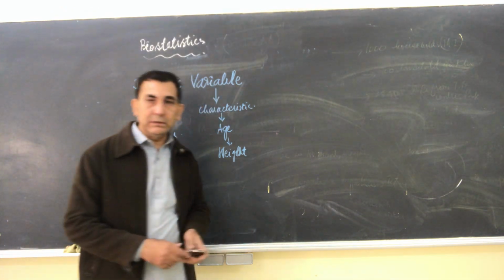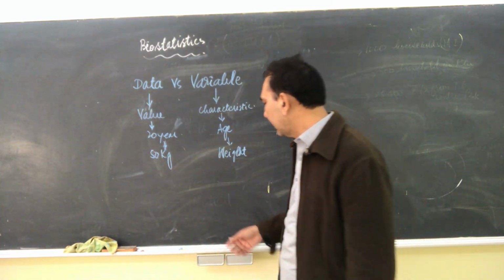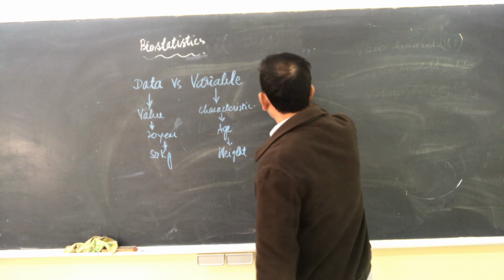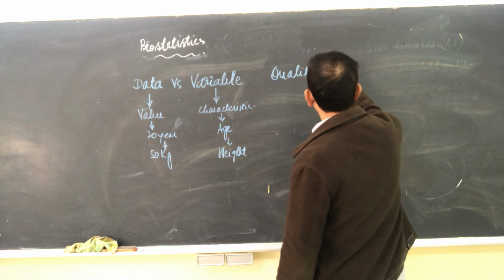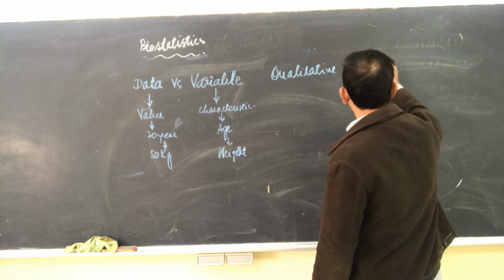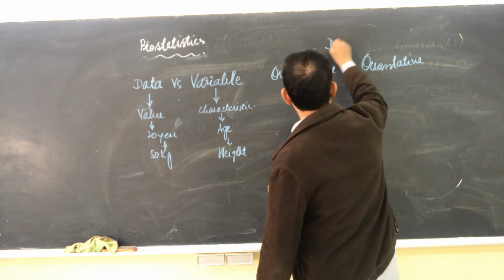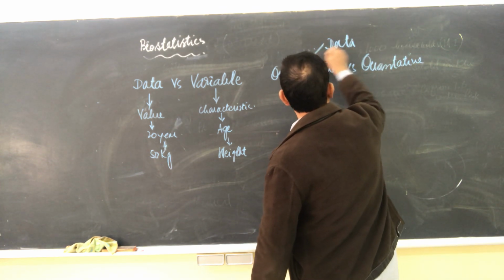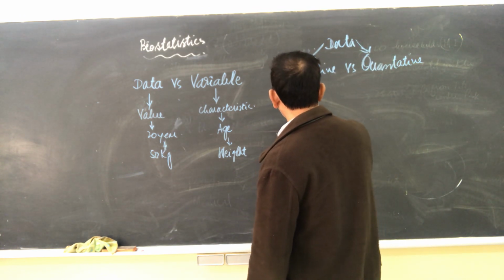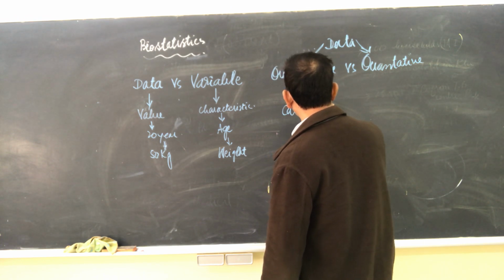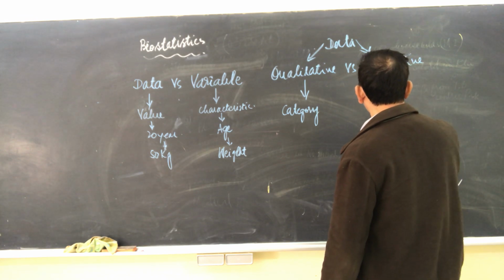Now we will go to which type of data there is. One is called qualitative, and the second one is quantitative data. Qualitative is in categories, and quantitative is in numbers.